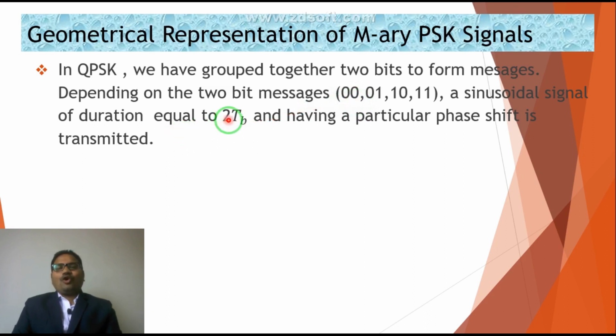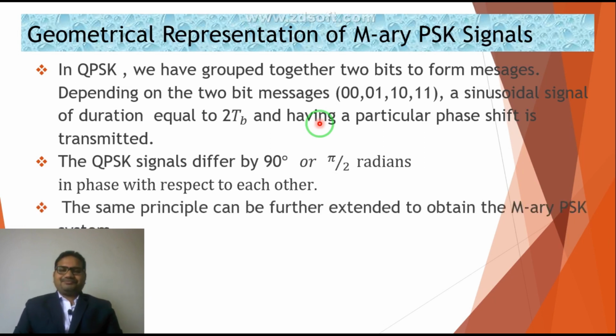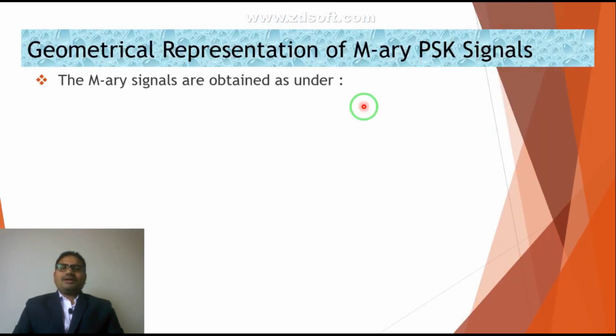So depending on the bits, the symbol duration is decided, and it has a particular phase shift which is transmitted. As we know, the QPSK signals differ by pi by 2 radians in phase with respect to each other. This same principle can be extended to M-ary PSK, just instead of 2, we take n greater than 2. So M-ary signals are obtained.